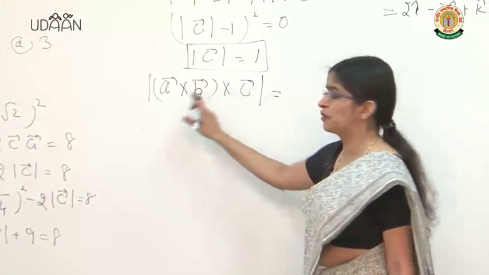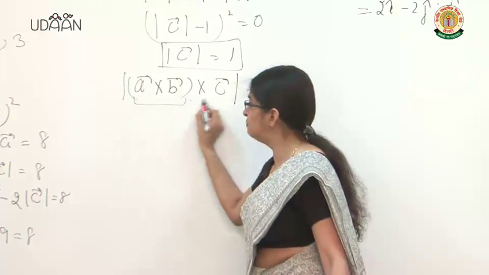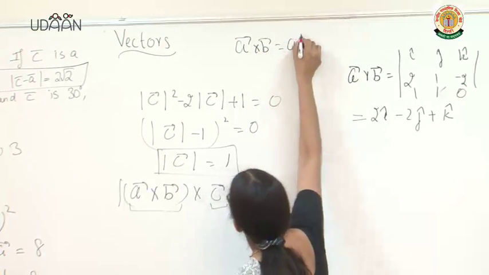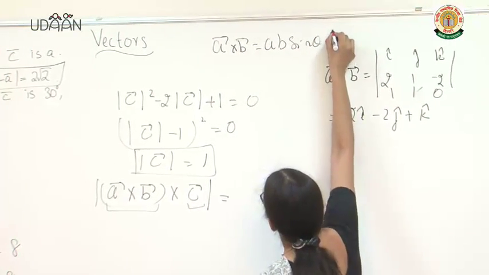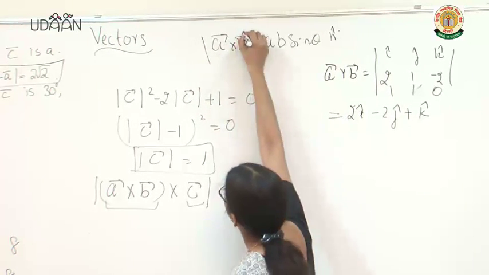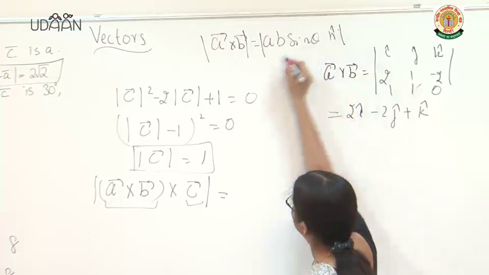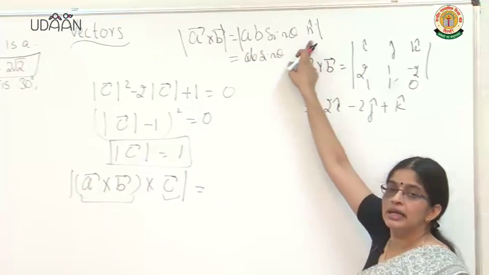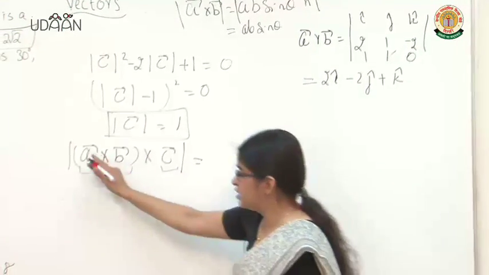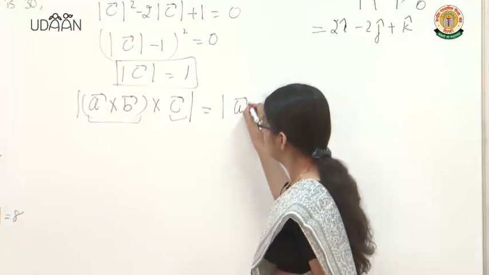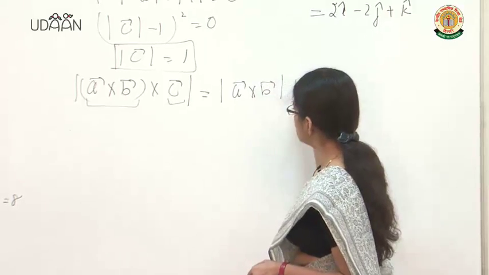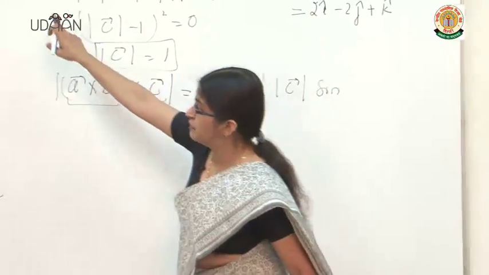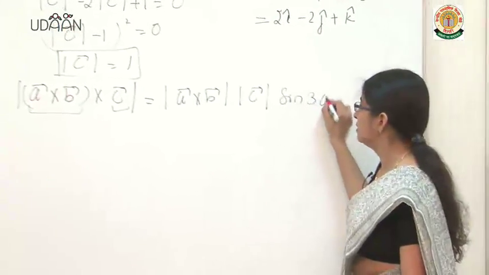Apply the definition of cross product. What is A cross B? A cross B is AB sin theta into n cap. We have to calculate modulus of A cross B, which is modulus of AB sin theta into n cap, which is AB into sin theta, because n cap is a unit vector. Let us put the values here. It's equal to mod A cross B into modulus of C into sine of the angle between them, which is given to be 30 degree here, sine 30 degree.